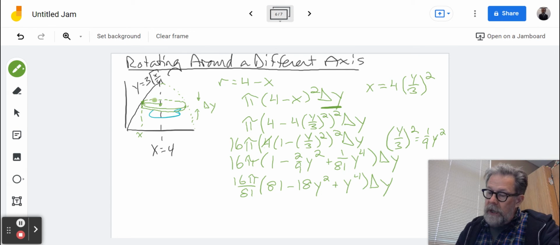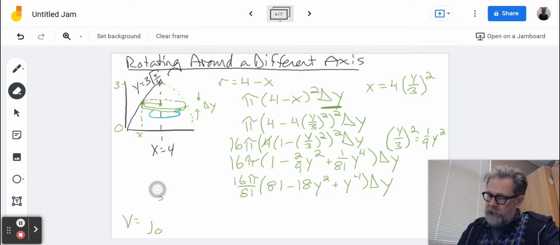And the only other thing we need to know, since we're integrating vertically, is we start at 0 and we're going to come up to here. Well, since x is 4, y must be equal to 3. So we have volume equals the integral from 0 to 3. You know what? I'm going to erase that and put my 16 pi over 81 so that I don't forget it.